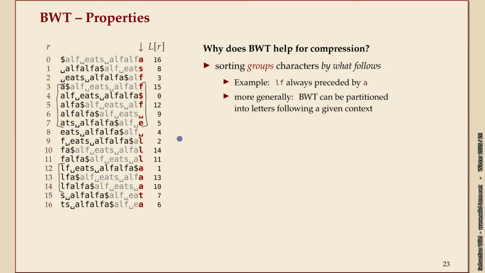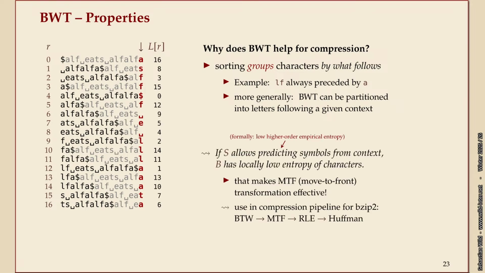In English text, there are some letter combinations that are much more frequent than others. If you know what comes after a character, you know some information about the character itself. It gives you a skewed distribution. And then these characters in the BWT will locally follow this distribution. Okay. So BWT groups the characters by their context.